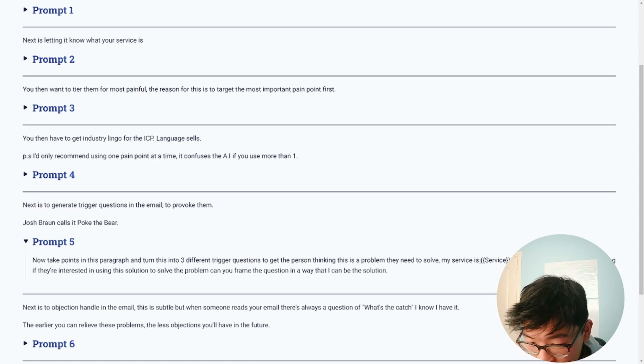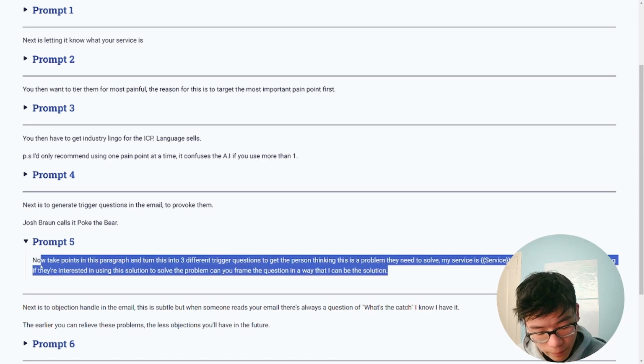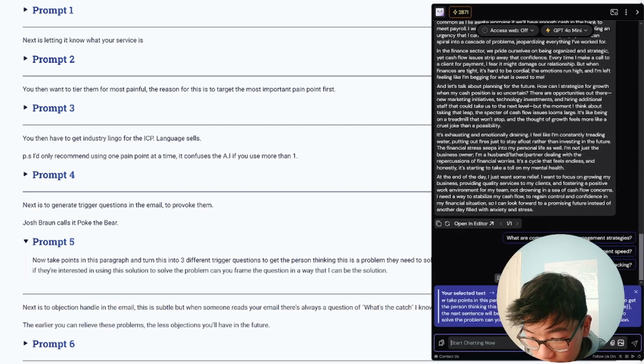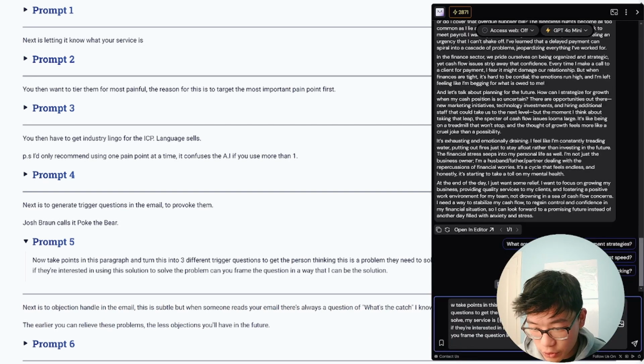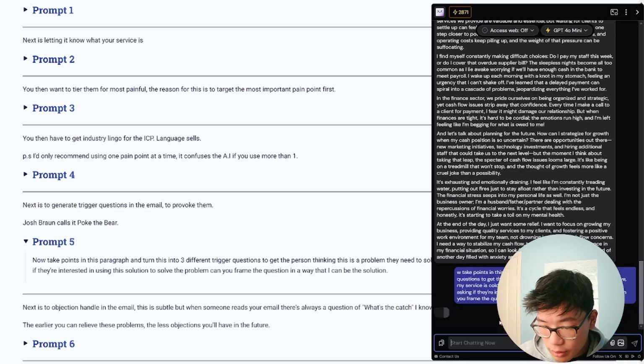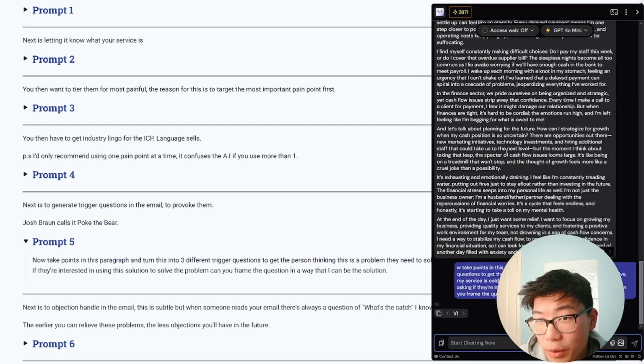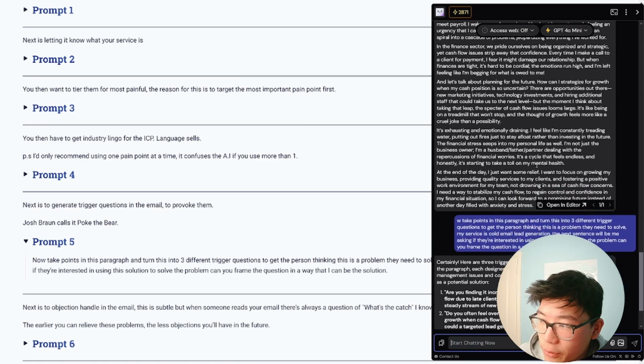My service is, I'm going to say, cold email lead generation. The next sentence will be me asking if you're interested in using this solution to solve the problem. Can you frame the question in a way that I can be the solution? So again, this is really, really useful. I'm just going to close this off and then we just drop it in Merlin. Nice. So let's see what Monsieur Merlin says for GPT-4 Mini.